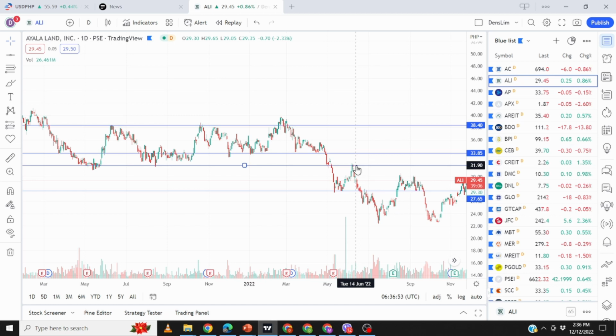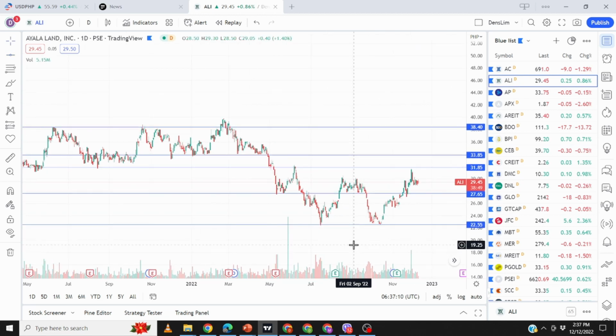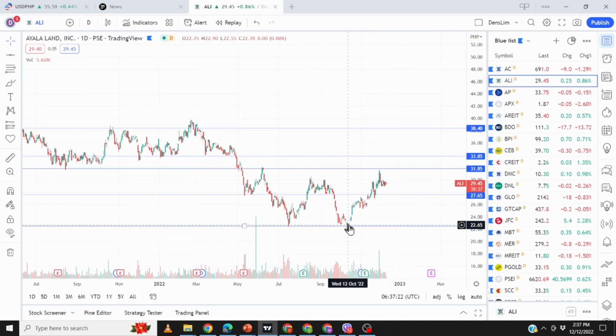It was resisted at this price and it went down. So here it broke support, that support became resistance again. So see, there's resistance at that price level. So we can draw another horizontal line here, because we've seen Ayala Land's price action bounce twice at the 22.55 level, right? So it made a double bottom, right? So it was able to test 22.55 twice, and it succeeded in supporting that level, and it broke out again of 27, and now it's hitting resistance at 31.